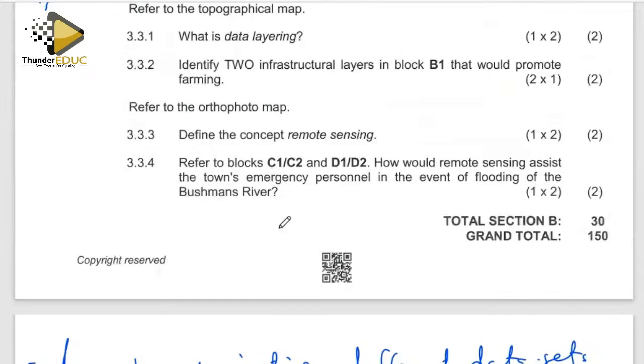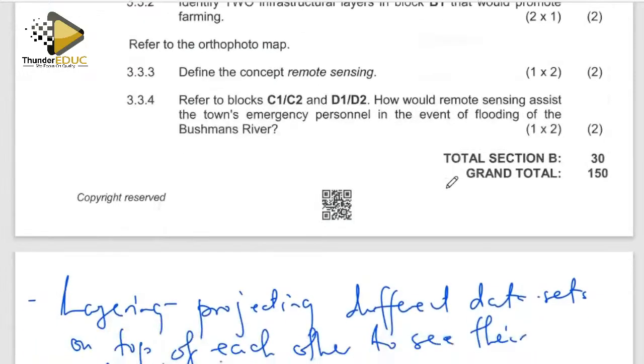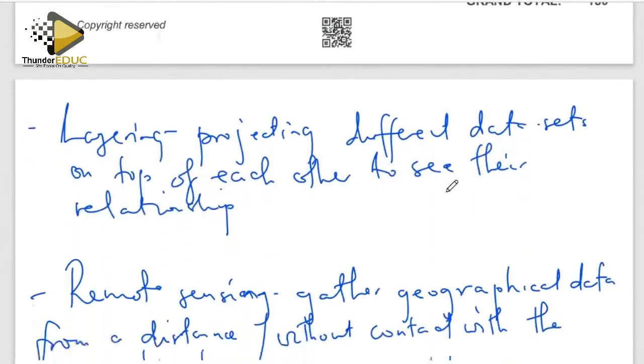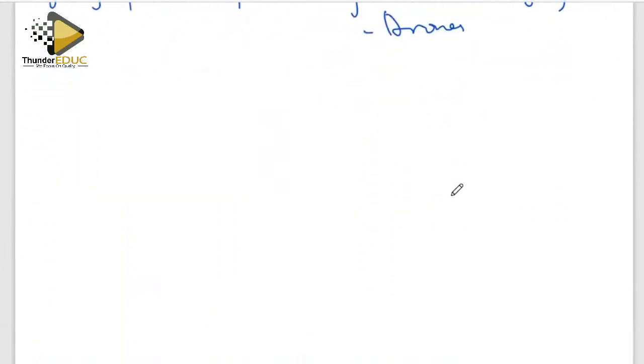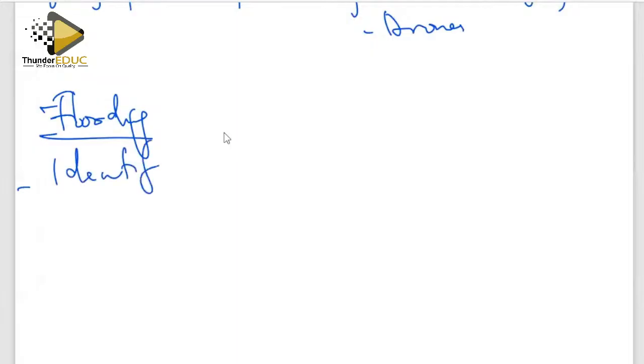Refer to block C1, C2, D1, D2. How would remote sensing assist the town's emergency personnel in the event of flooding of the Bushman's River? Right, we are just generalizing since we don't have the map. How can they use remote sensing in that particular area when there's a flood? Why do we need remote sensing during flooding? What can we use remote sensing for during the flooding session? Like, we can use remote sensing to identify areas of need.